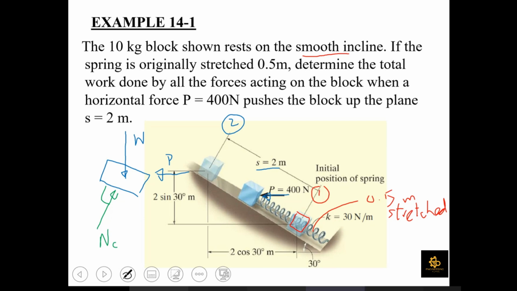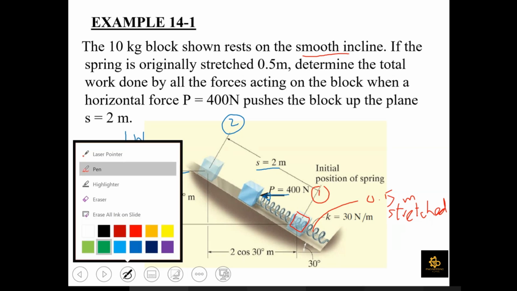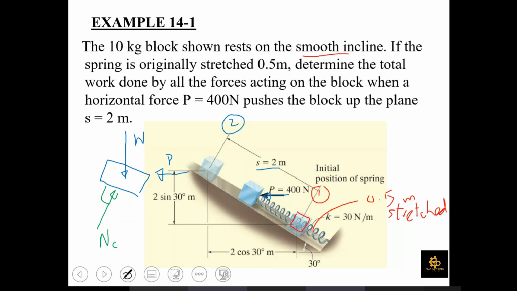No, sir. Are you sure? What about the spring? Spring force included, yes sir, it will be towards the spring. So spring force will also come. So what will the spring force be? Up the incline or down the incline? Down the incline. Up the incline.